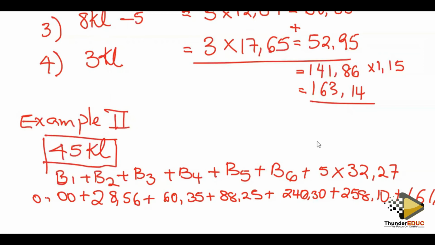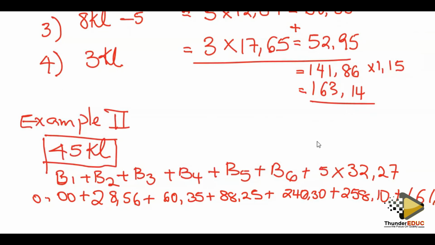We go to 28 rands 56 cents plus 60 rands 35 cents plus 88 rands 25 cents plus 240 rands 30 cents, 258 rands 10 cents plus 161 rands 35 cents together.